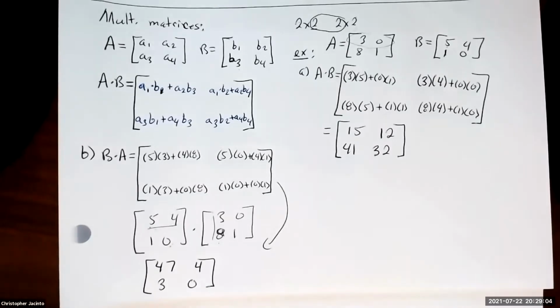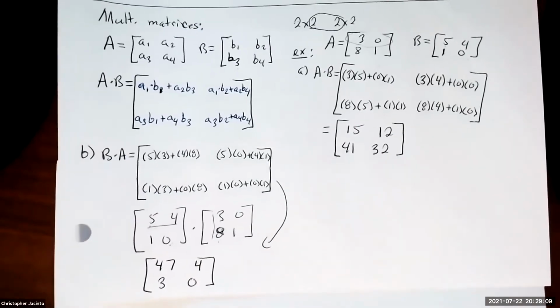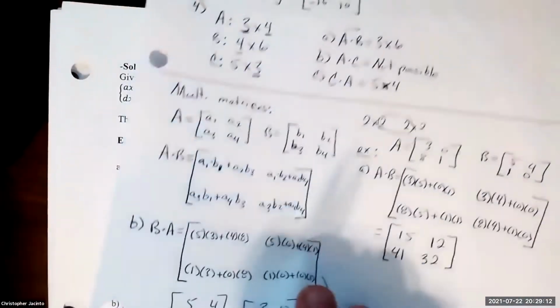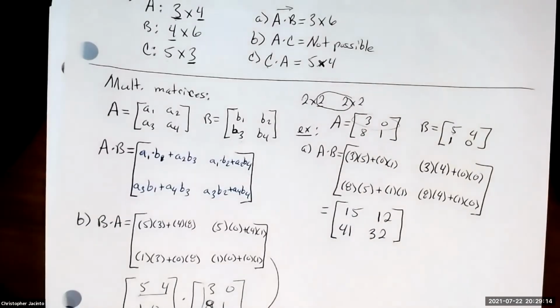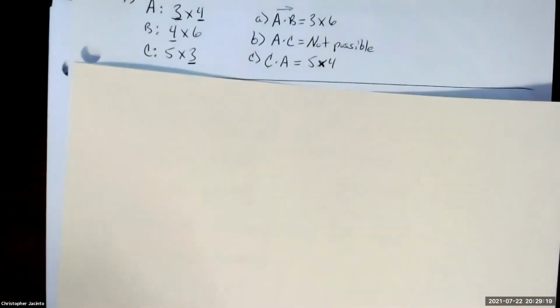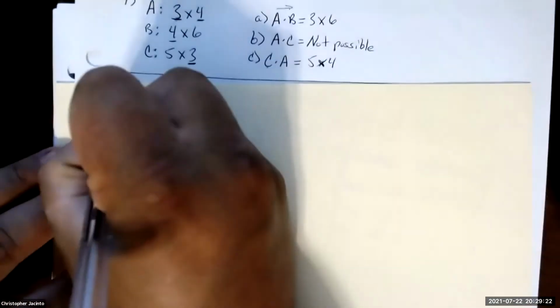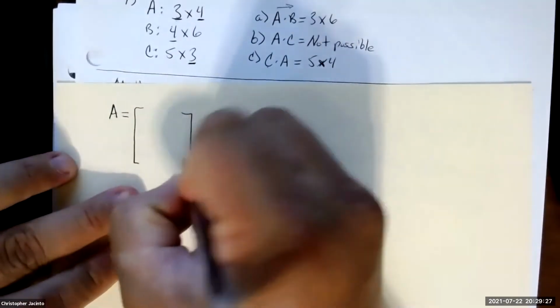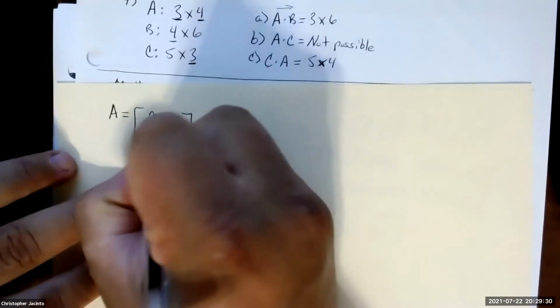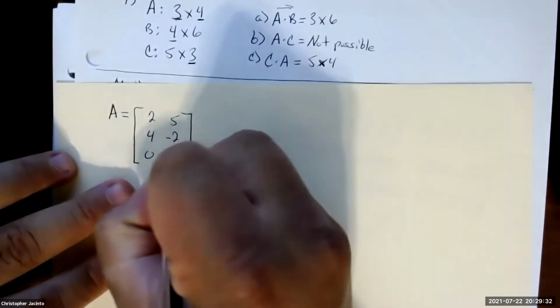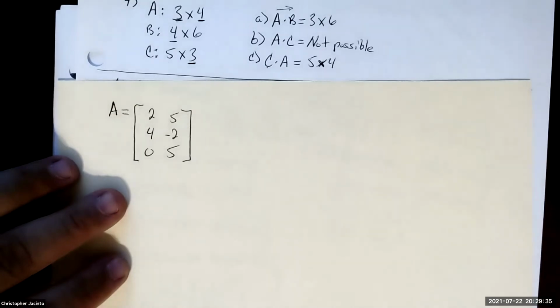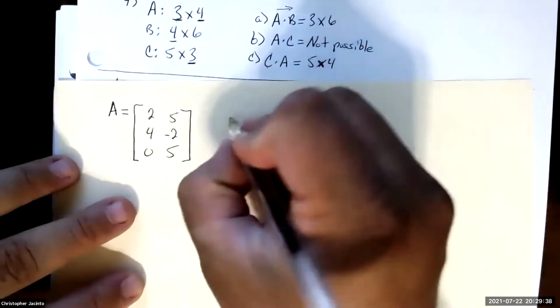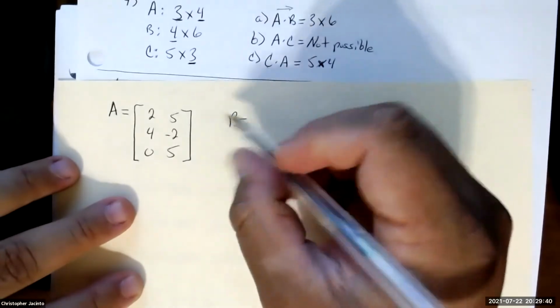Nothing yet? Okay. So let's keep going then. Let's do some more examples. So let's suppose this matrix A was this. And matrix B was this.